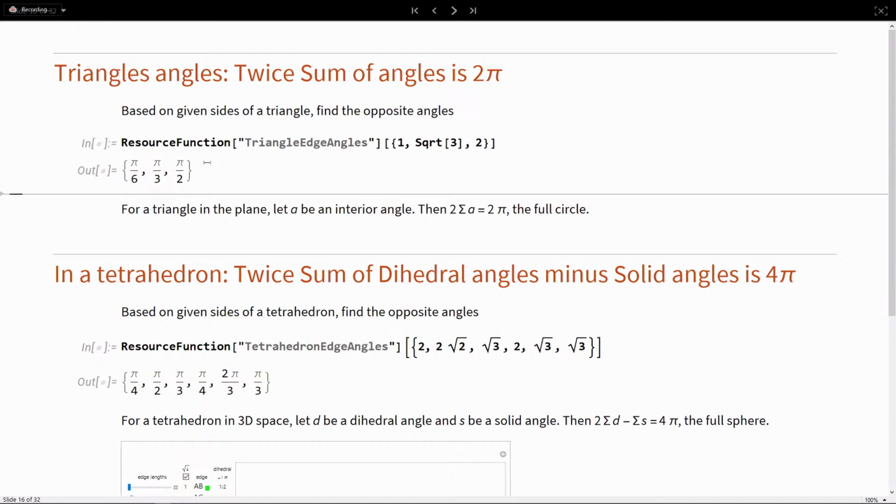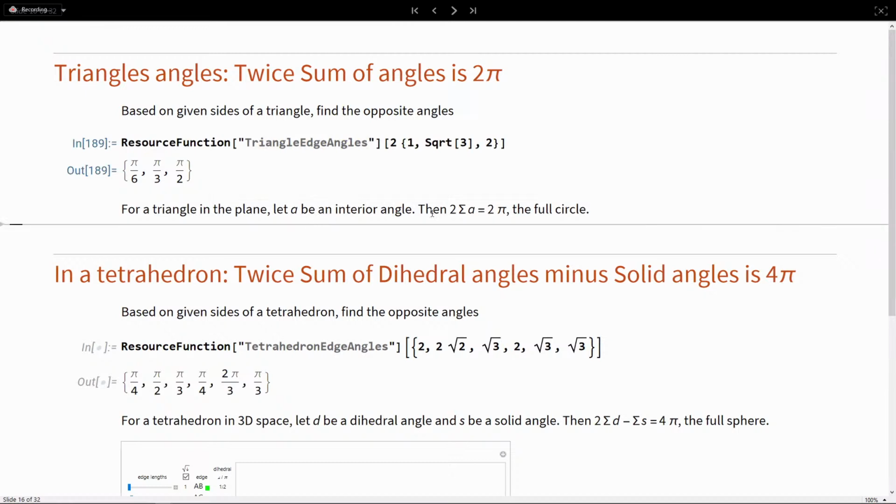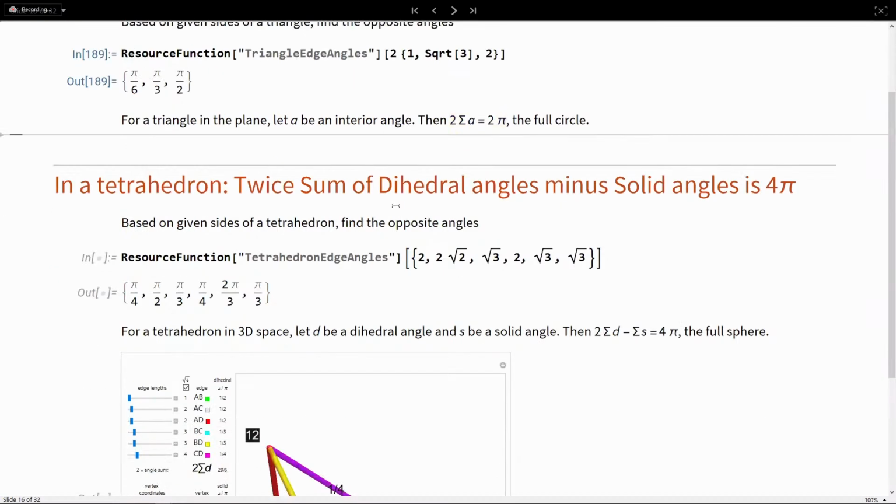For example, if you take the 30, 60, 90 triangle, you get the angles 30, 60, 90. And these are the edge lengths of the 30, 60, 90 triangle. Or you can multiply this by 2 and you get the same thing. For a triangle in the plane, say you've got angles A, B, C, you get the full circle.